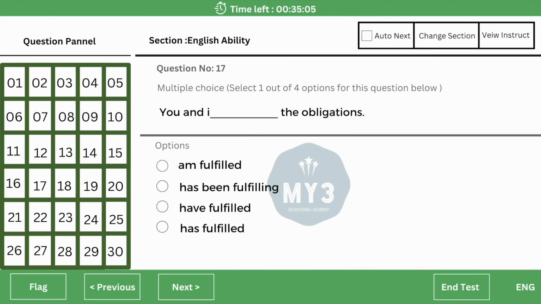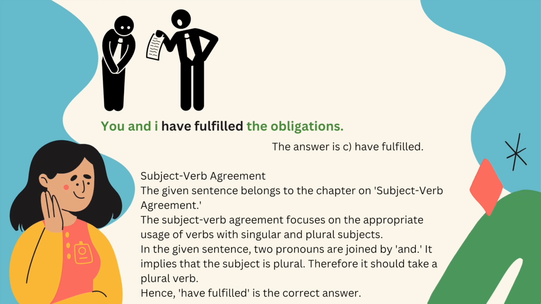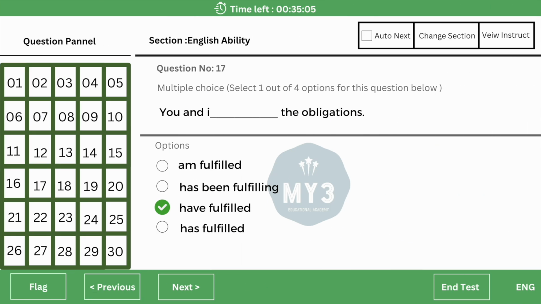One more question is based on filling in the blanks. You and I dash the obligation. This is the subject-verb agreement concept. You and I have fulfilled the obligations. Obligations means some rules, so have fulfilled will be the best suitable word. So the answer must be this.